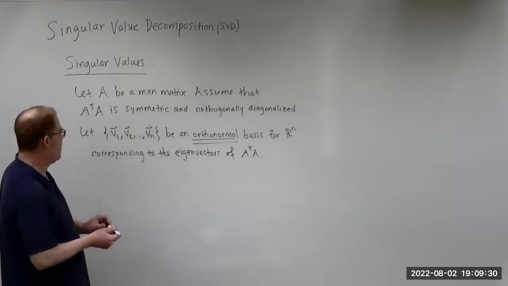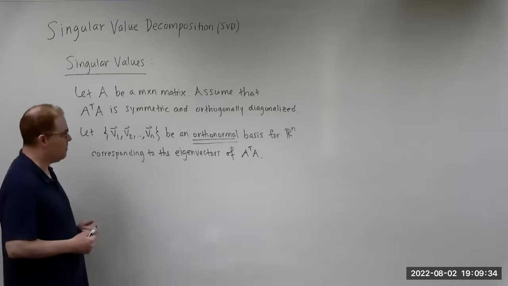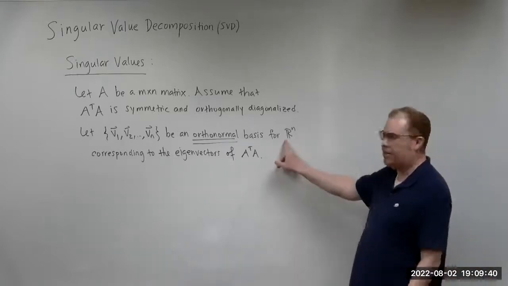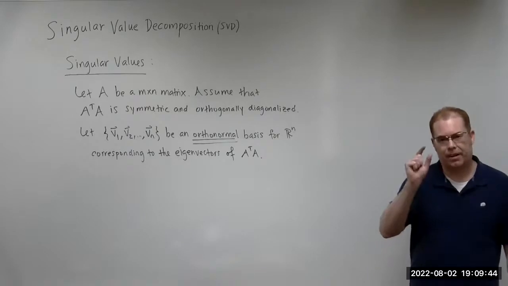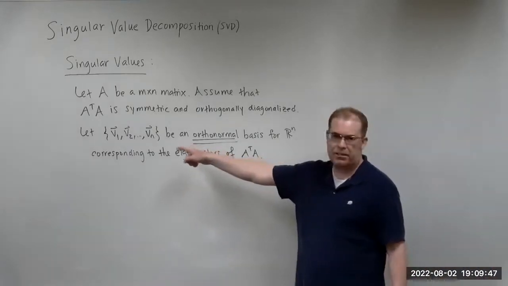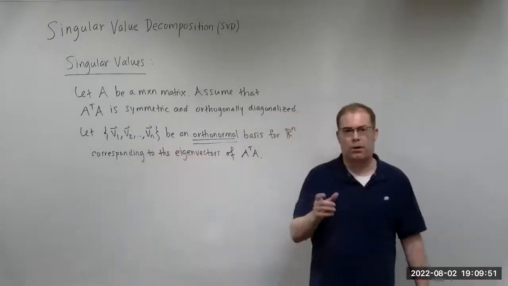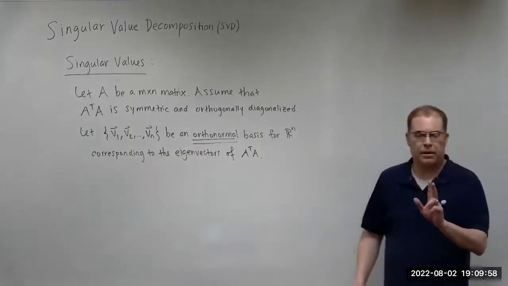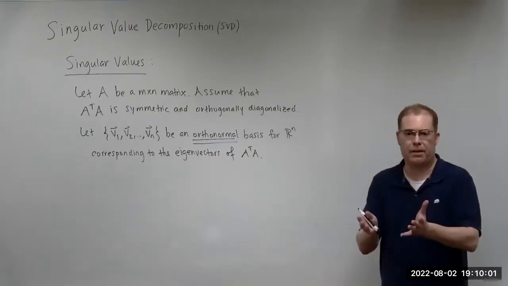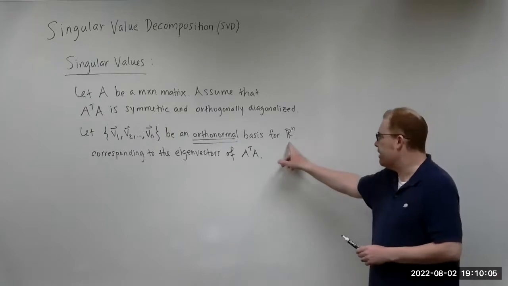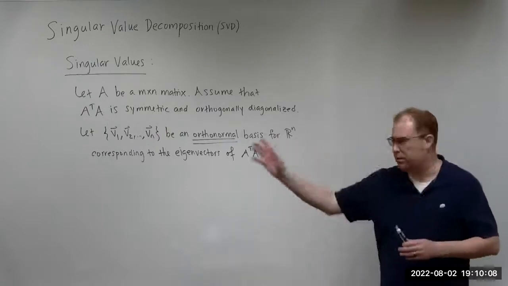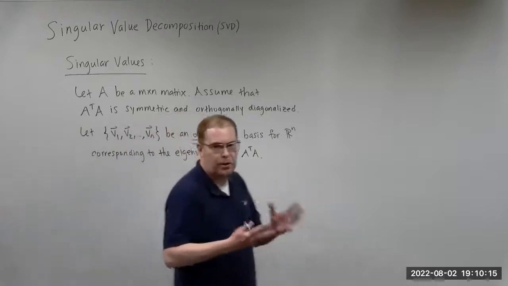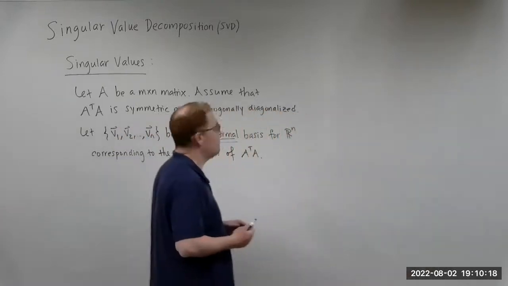Okay, so that's our orthonormal basis. And remember, the term basis just means that if I select any vector from this vector space, then I can rewrite that vector as a linear combination of these vectors. And furthermore, these vectors are linearly independent of each other. So those are the two properties that make this a basis. So those are the nuts and bolts that we need for this SVD.